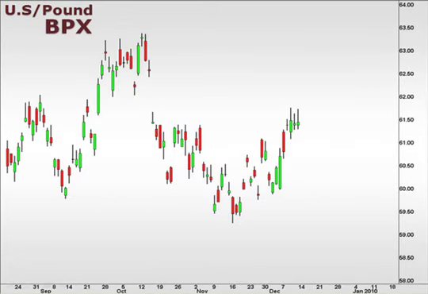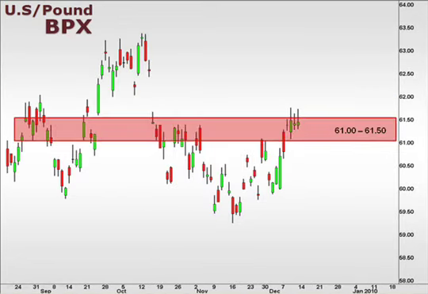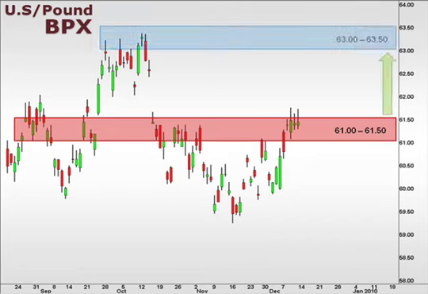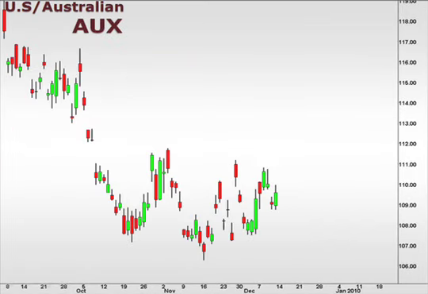Well, after several attempts at breaking above the 61.5 focal zone, the BPX, the US versus the British pound, closed the week positive, but unable to push beyond that 61.5 resistance level. We may see a pullback to test 60.5. However, if selling is contained above this level, we are open to the possibility of a move into the 63.5 resistance level. Let's take a look at the AUX.